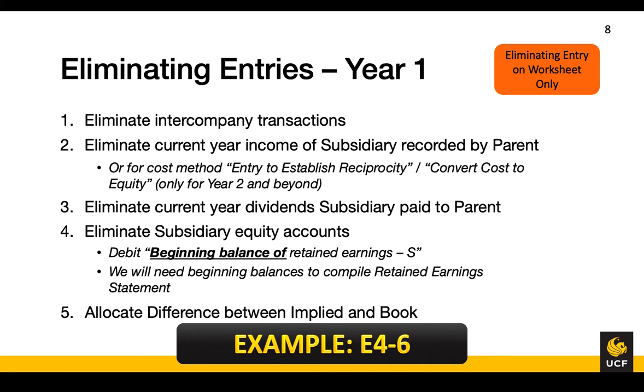In step 3, we will eliminate any current year dividends paid to the parent by the subsidiary. Finally, steps 4 and 5 are the ones we've already been practicing, where we will eliminate the subsidiary equity accounts and allocate any difference between implied and book values. The only differences are that some of the numbers will change on us as time passes, and we will now need to specify a debit to the beginning balance of retained earnings rather than just saying retained earnings. The reason for this will hopefully become clearer when we get to the worksheet a few videos from now. Let's look at an example.